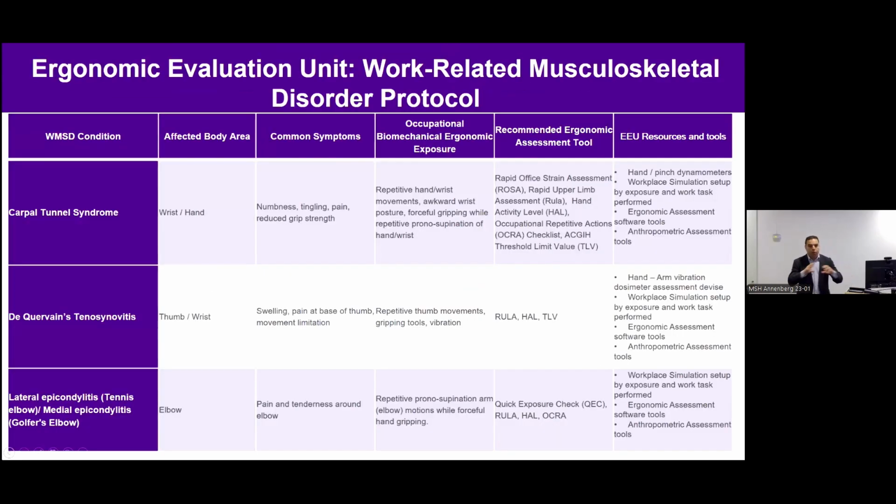We've created a whole protocol and matrix. My idea is not for you to read all this, but the message of these 3 slides is that we've identified all the musculoskeletal occupational conditions. The first 3 columns are common for work-related and non-work-related, but we also identify the exact biomechanical exposure depending on the workplace that they're exposed to, and the recommended assessment tool for it.